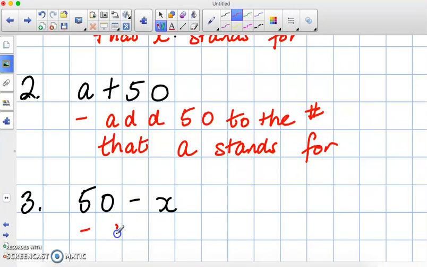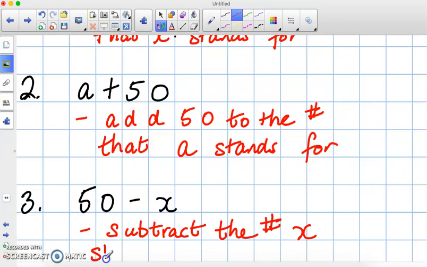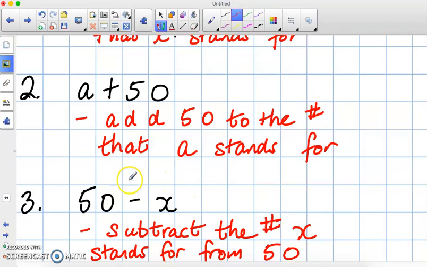So, jot this down, you would subtract the number x stands for from, and this is important, please make sure you're using "from" when you're subtracting, from 50. So I'll repeat, because x appears second in the algebraic expression, you're taking away whatever that unknown quantity is from 50. So you would say you're subtracting the number x stands for from 50, okay?